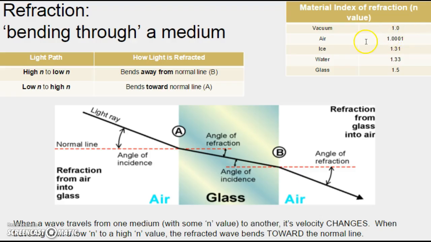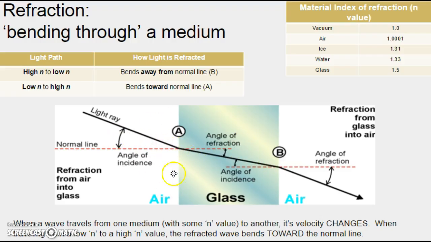And if it goes into something that's got a higher density, or in this case a higher N value, like ice, this value 1.31, it's going to refract even more. And therefore here would be water, and here would be glass. So these are N values, and these are just some common materials. So there are some rules that we follow. When a wave travels from one medium that has an N value to another, its velocity changes. When traveling from a low N value to a high N value, the refracted wave bends toward the normal line. So let's look at this picture, because right now I've just thrown a lot of information at you.